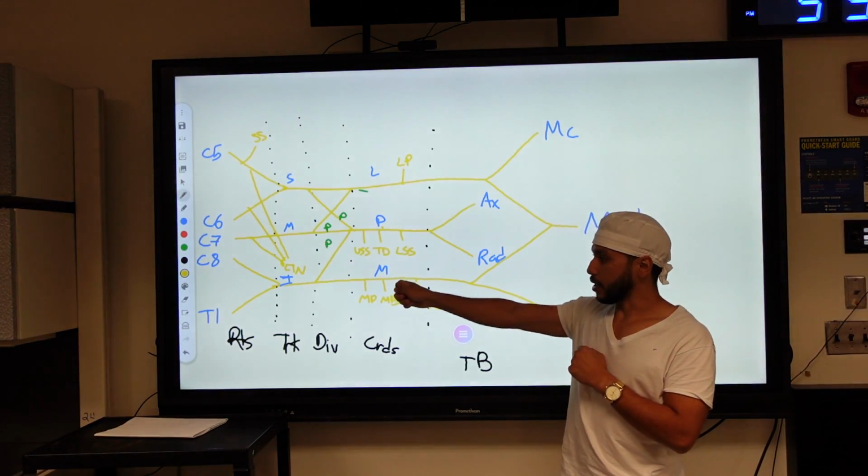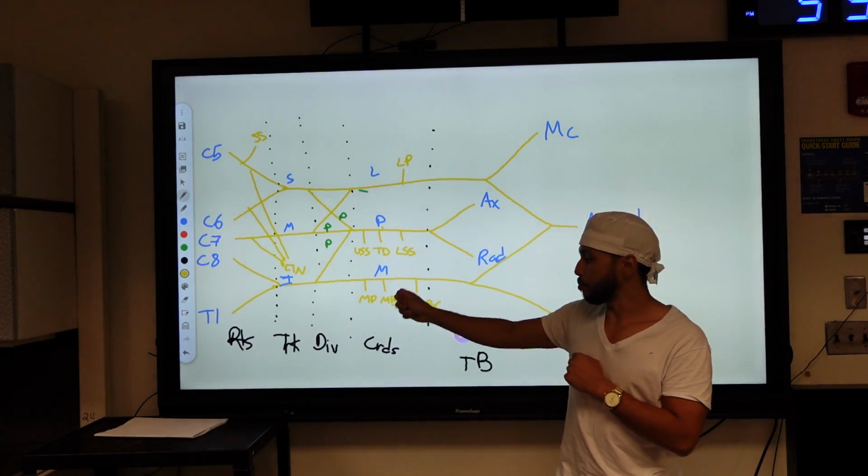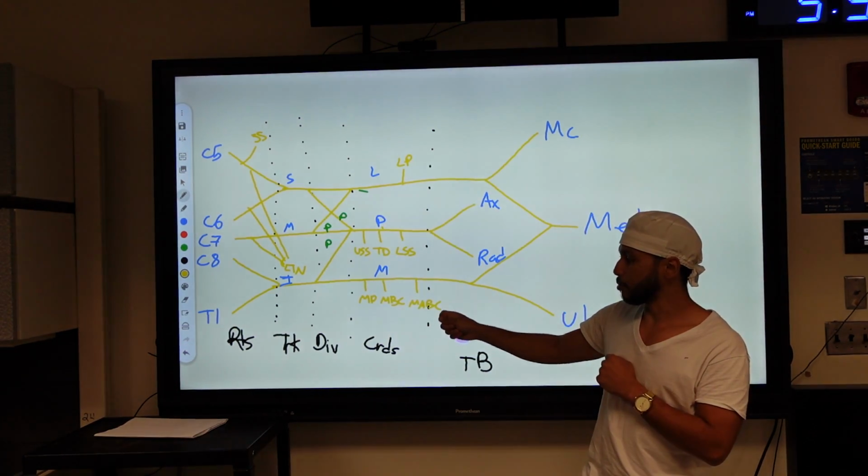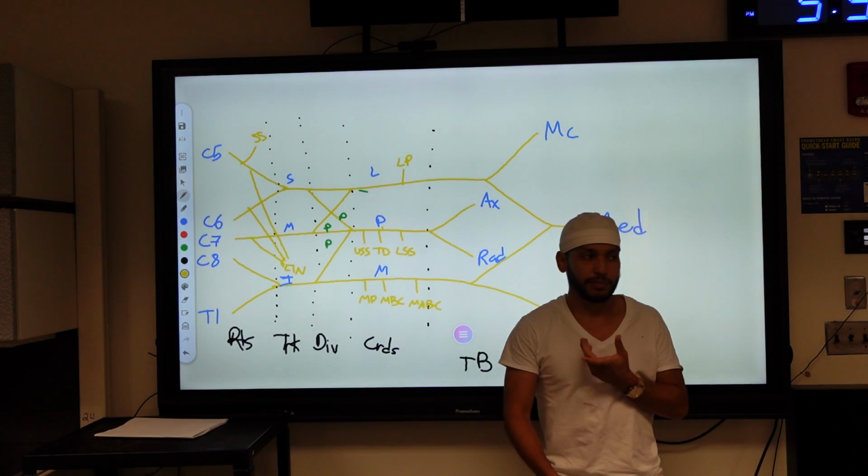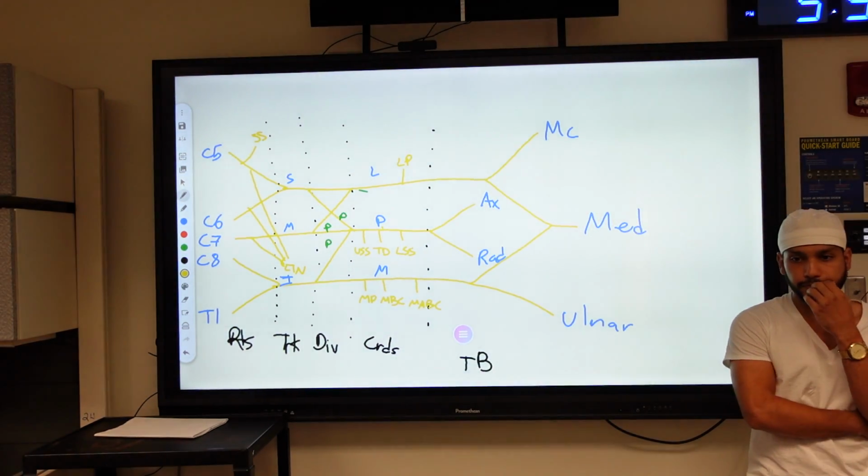Then we look at these right here coming off the medial cord: medial pectoral, medial brachial cutaneous, medial antebrachial cutaneous. What does it mean when I say medial brachial cutaneous?